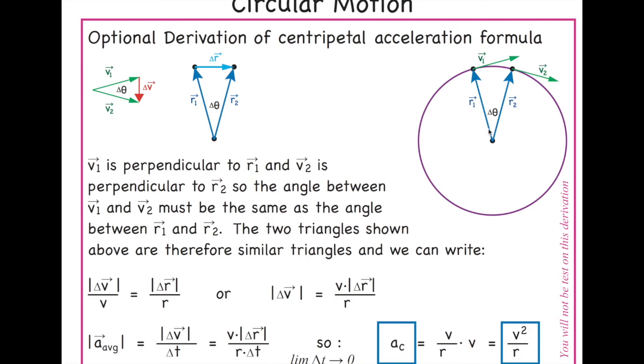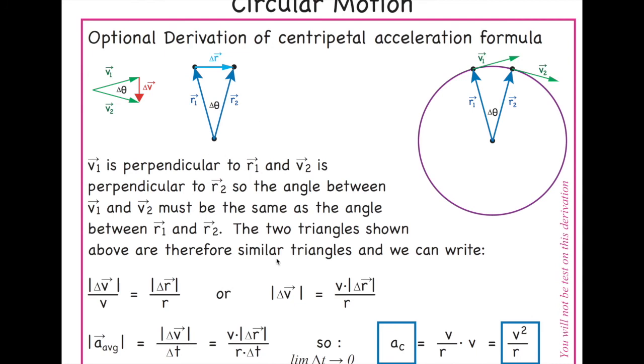Okay. If these are perpendicular and these are perpendicular, then the change in angle from here to here has to be the change in angle from there to there, right? Because we've basically just taken this whole L-shaped thing and rotated it by theta. So if the angle between these two is the same as the angle between these two, then these two triangles are similar triangles, if you remember from your geometry.